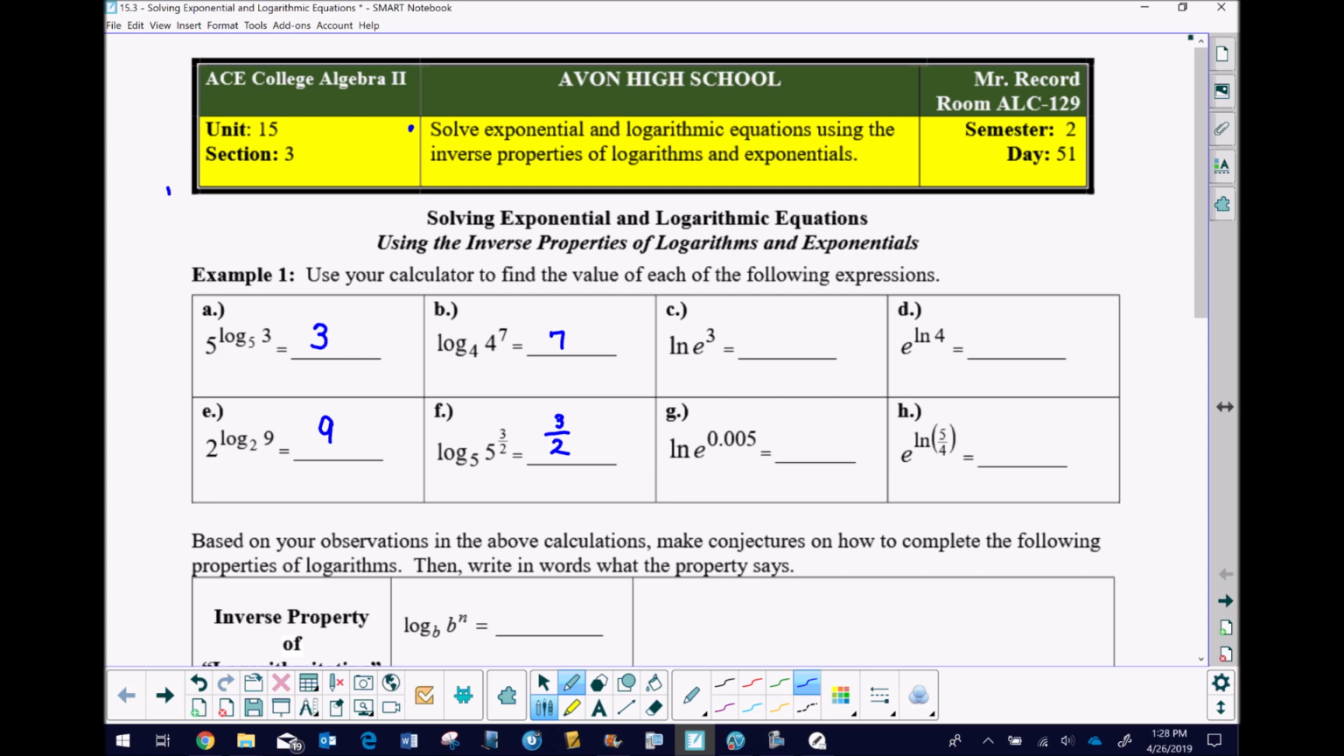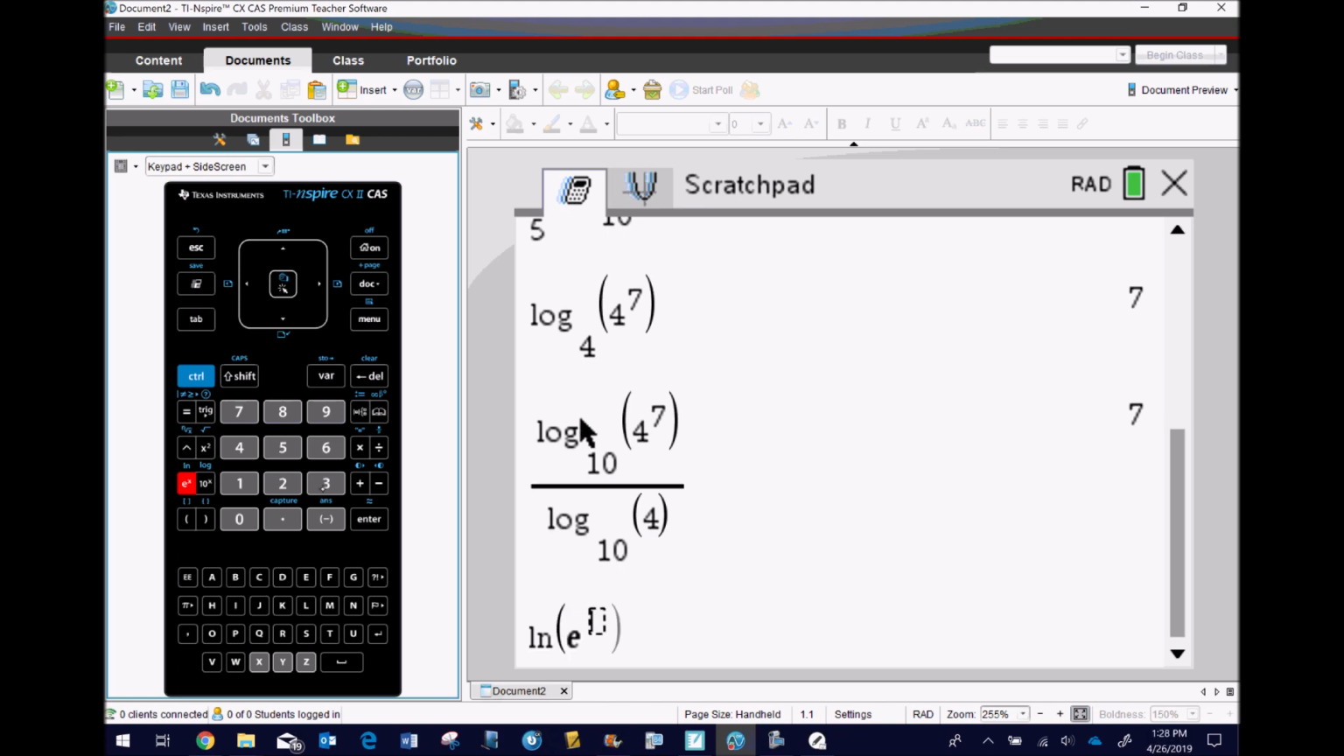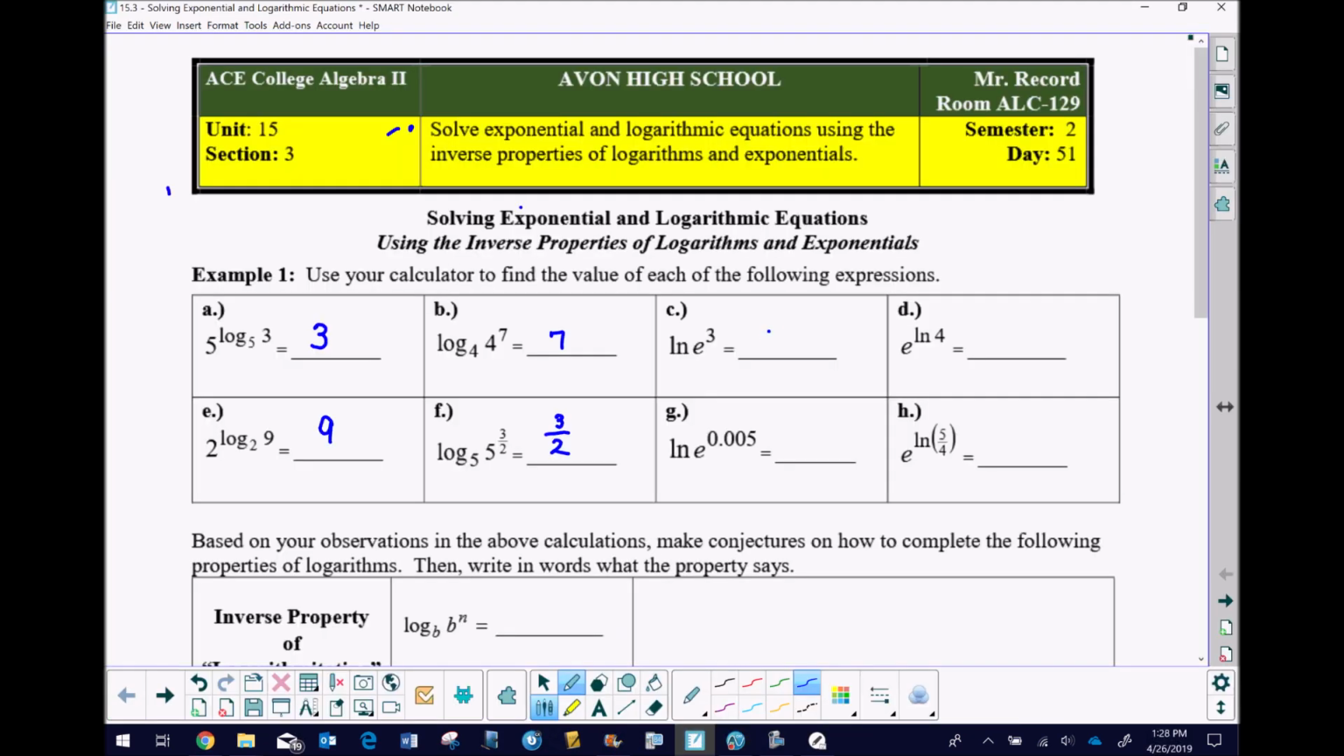Okay, now, does the same thing work for natural logarithms? Of course it does. We have to understand that this natural log right here has a base of e built in. So if you want to see the proof of this, I can go in and type a natural log and then take e to the 3rd power, and we will see that that's equal to 3. So this is 3. You can probably guess that this is 4. And the answers to G and H are 0.005 and 5 over 4, respectively.